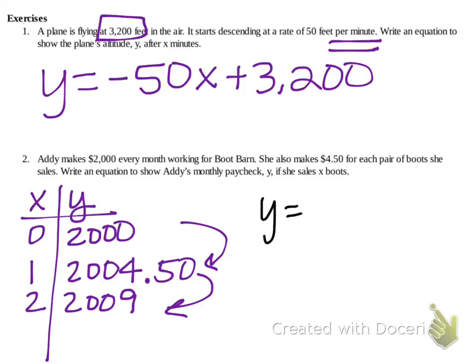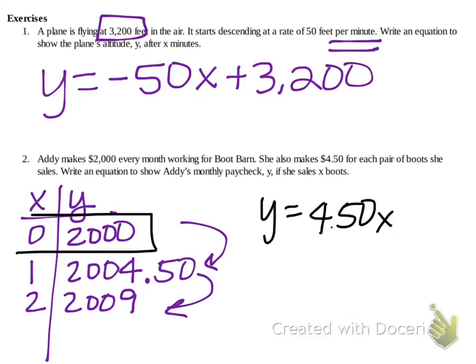So y equals my slope, my constant rate of change, 4.50x. Where did I start out at? Before, this was always (0, 0). We learned this before. But now it doesn't start at (0, 0), it starts at (0, 2,000), so I'm going to add 2,000. So if she needed to say, I need $2,500 for my paycheck this month, then she can calculate how many boots she needs to sell. Or if she's already calculated up, she can say, oh, I can plan on this much money this month.